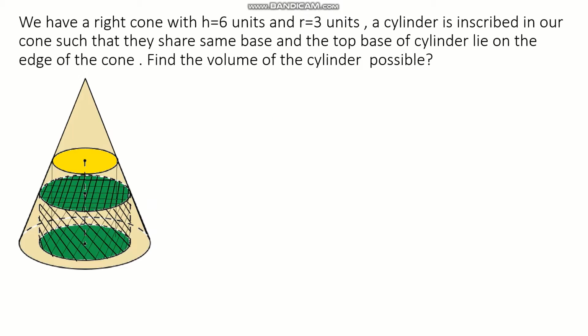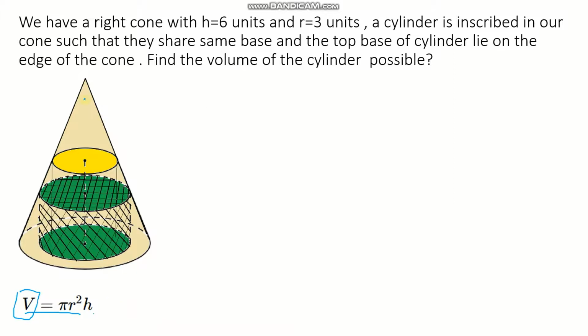Moving on to our final problem, we have a right cone of height 6 and radius 3. We need to find the maximum volume possible of an inscribed cylinder. So here is the graph of our cone and our cylinder. The green one is another cylinder and the yellow one is another. So we need to find the maximum volume possible. The volume formula of our cylinder is V equals pi r squared h. Like what we did in our previous problems, how are we going to define the volume in terms of a single variable?